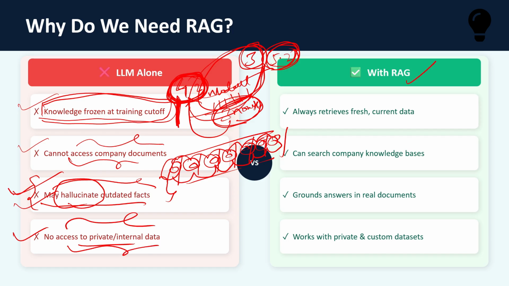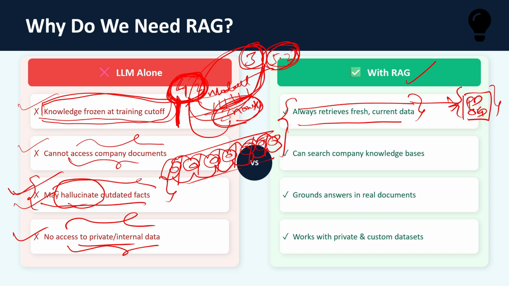Now when we talk about RAG, it always retrieves fresh, current data. Why? Because you give it access to your personal data or your organizational data, which may always be up to date. So it always looks for this fresh and current data. It can search the company knowledge base, so if you give access to your organization data, it is going to look into your company knowledge base to give you the relevant information.